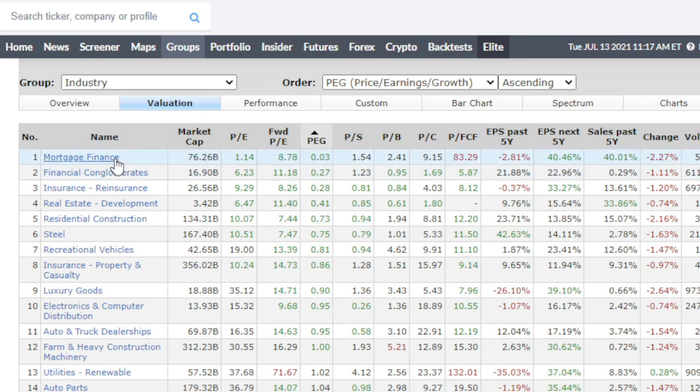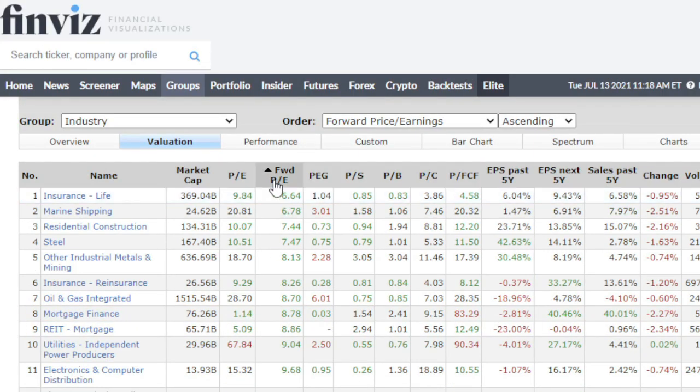They were saying for mortgage specific companies, that would be different than real estates, which would be on the back end of the REIT sector. Financial conglomerates, insurance, real estate development, residential construction, steel. So it's an interesting view from the PEG ratio. Luxury goods also trading under 1, which is interesting.